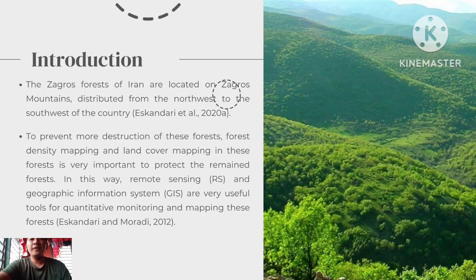So, in order to prevent more destruction of these forests, forest density mapping and land cover mapping in these forests is very important to protect the remaining forests. In this way, remote sensing or RS and the Geographic Information System or GIS are very useful tools for quantitative monitoring and mapping these forests.